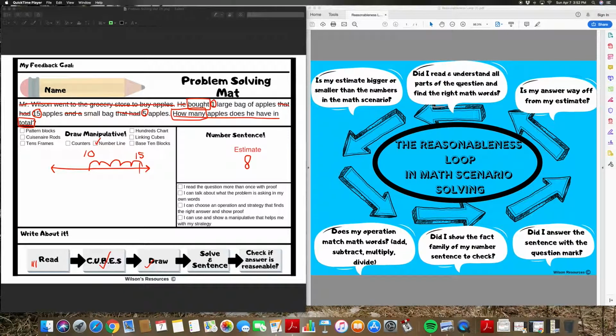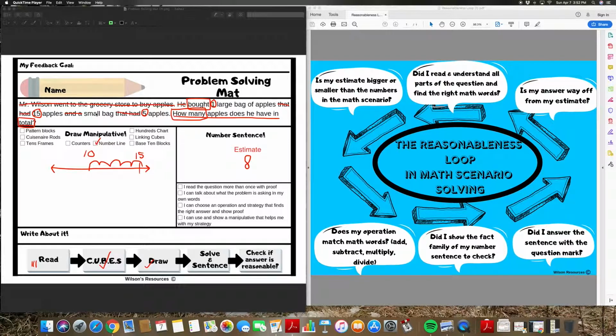If we look back and read it, it says, Mr. Wilson went to the grocery store to buy apples. He bought one large bag of apples that had 15 apples and a small bag that had 5 apples. So already, if we really think about it, if you've ever gone to the store and bought something, usually you have more. Unless you're dealing with money, and your money gets smaller once you buy something. But that's not what this problem's about. It's about buying apples and buying another bag of apples to get more apples.